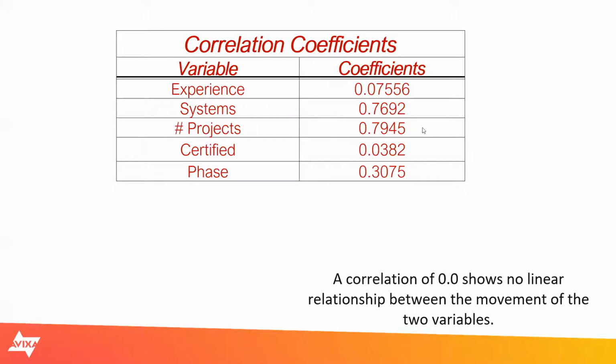so as you see, the two major things that contributed to the correlation, or to the problem, if you will, or the process that we want to fix, were systems and projects.